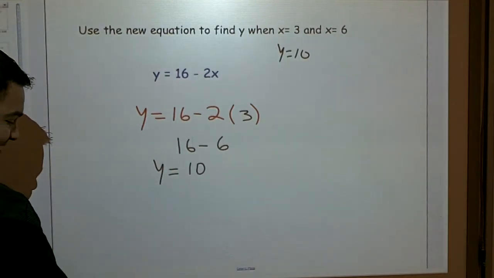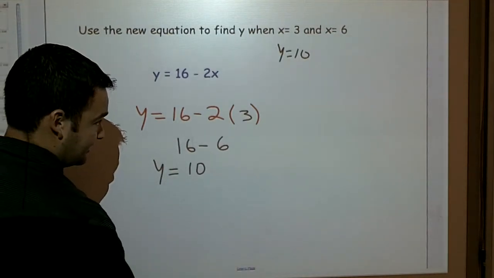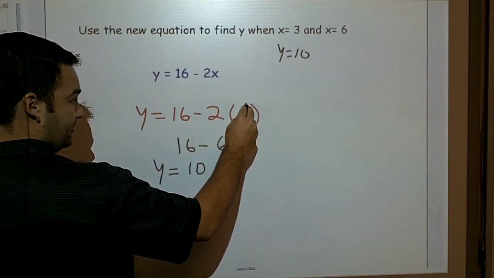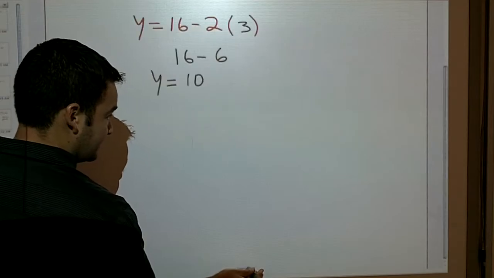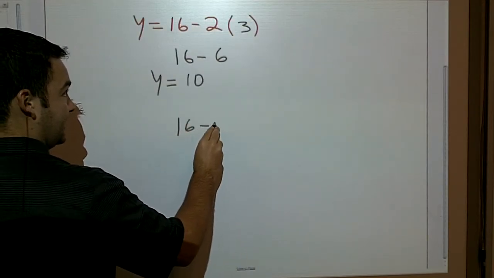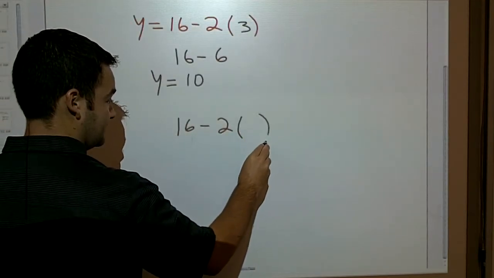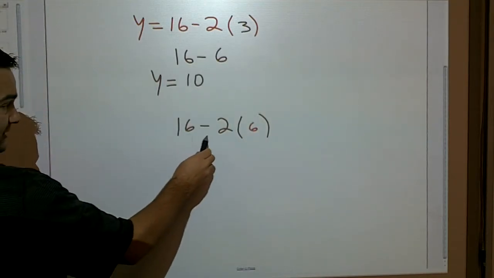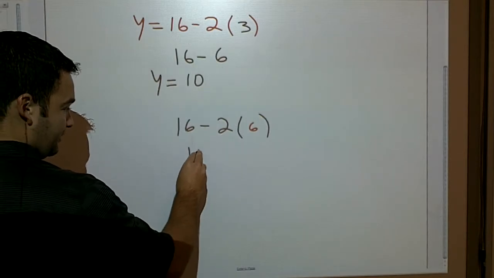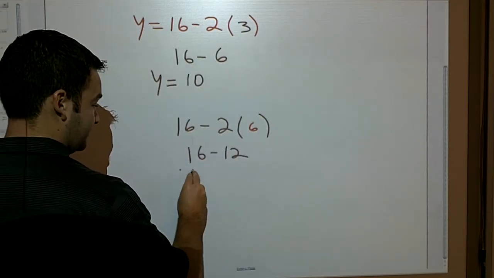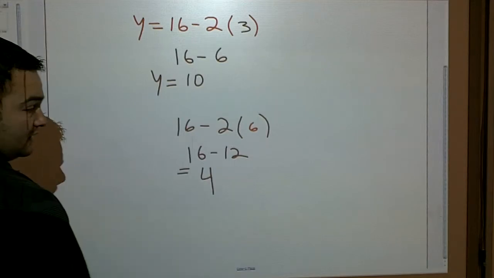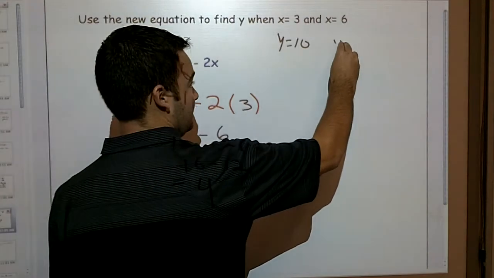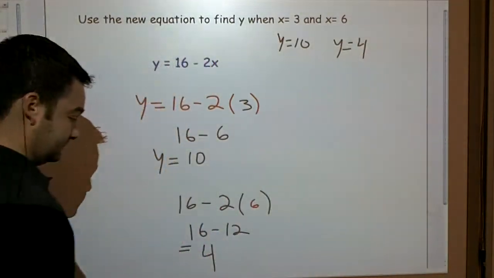And when x is 6, this is the same process, only instead of a 3 in there, we're plugging in a 6. So we have 16 minus 2 times 6. 2 times 6 is 12, and 16 minus 12 equals 4. So when x is 6, y is equal to 4.